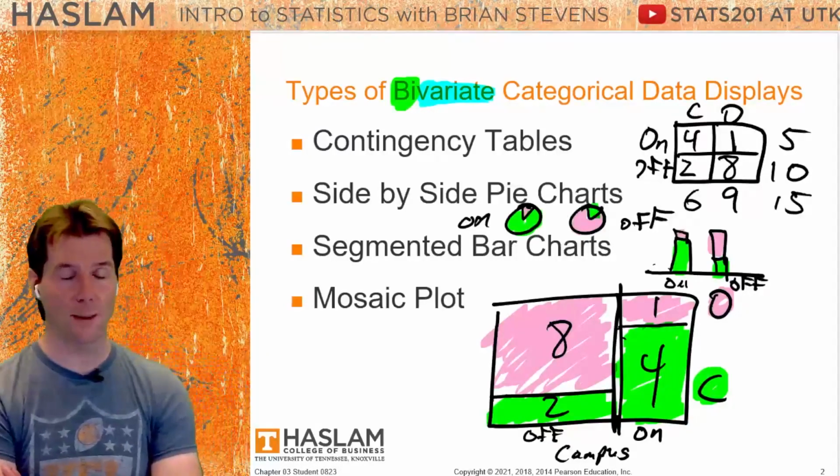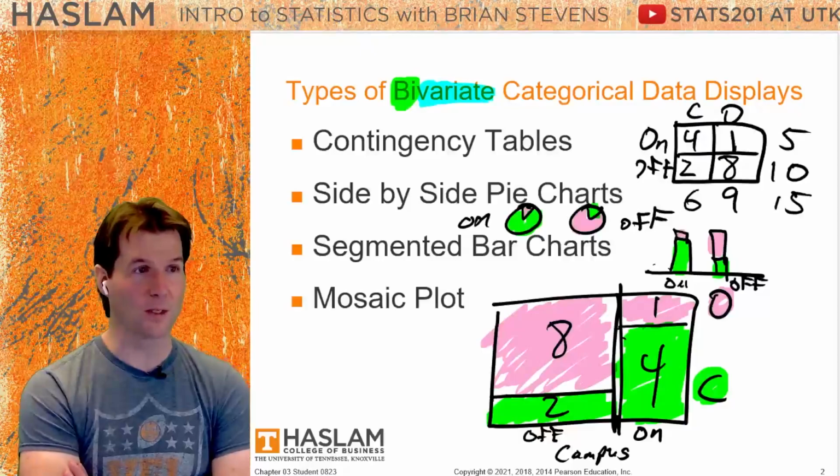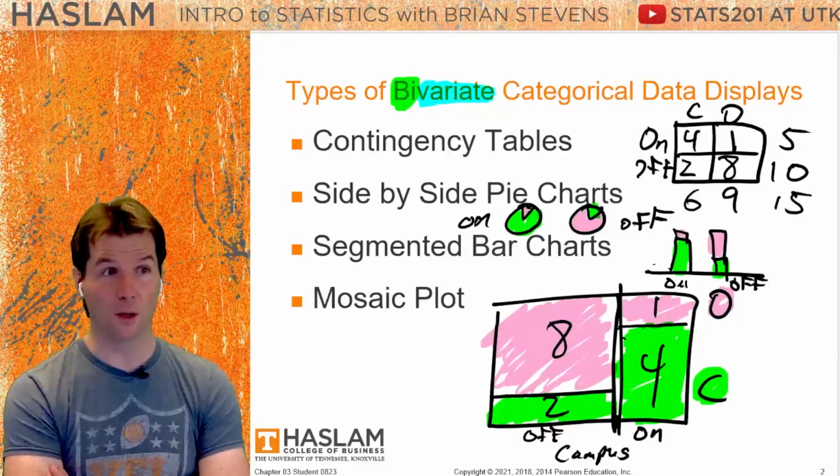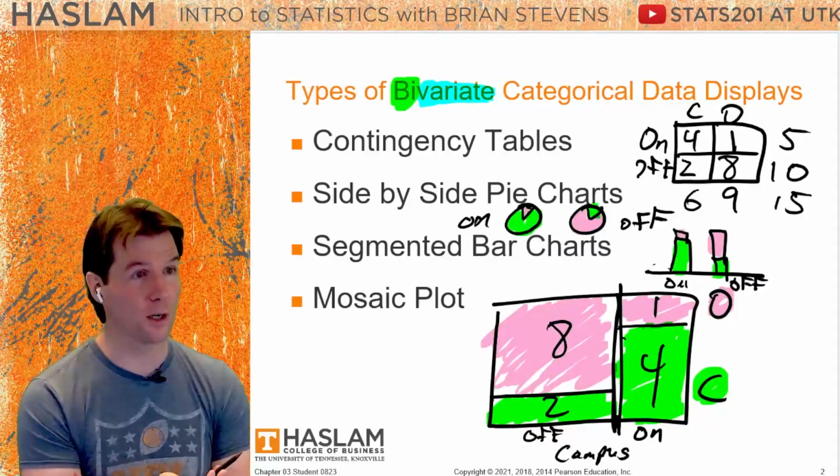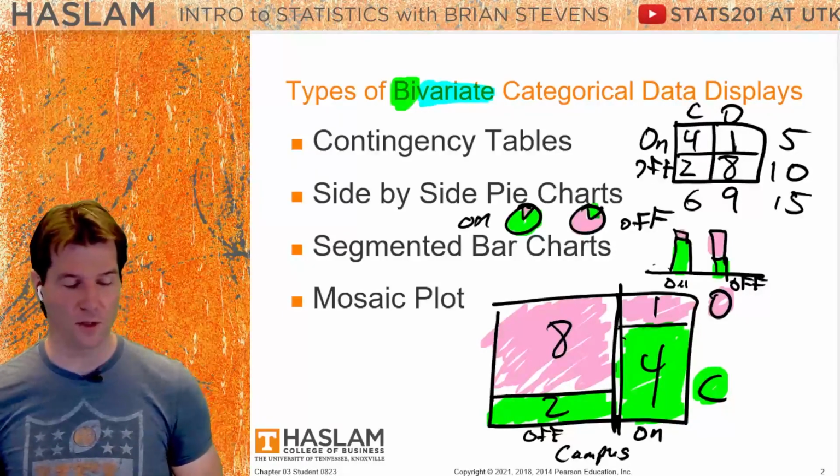We'll see these all more in depth, but notice how I'm just displaying the same data collected. Do you live on or off campus? And do you own a cat or dog? Which are two categorical questions.